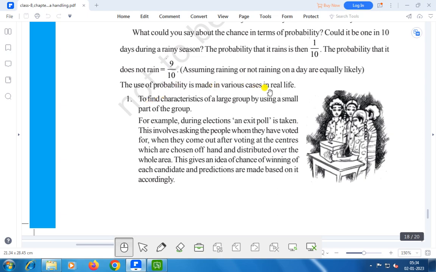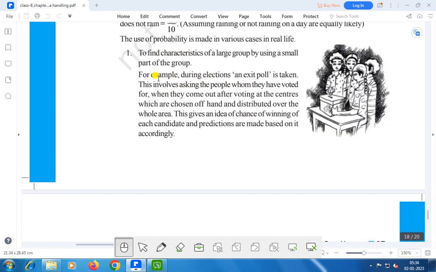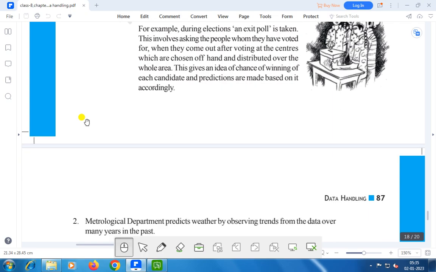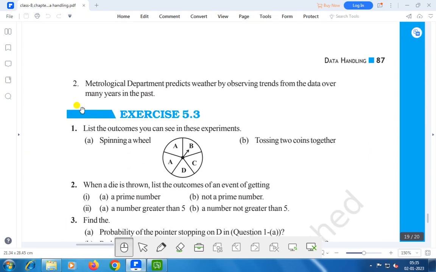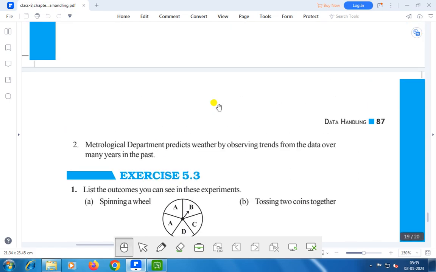The use of probability is made in various cases in real life, to find the characteristics of a large group by using a small part of the group. First of all, during elections, an exit poll is taken. This involves asking the people whom they have voted for when they come out after voting at the centers, which are chosen offhand and distributed over the whole area. This gives an idea of the chance of winning of each candidate, and predictions are made based on it accordingly. The meteorological department predicts weather by observing trends from the data over many years in the past, right?